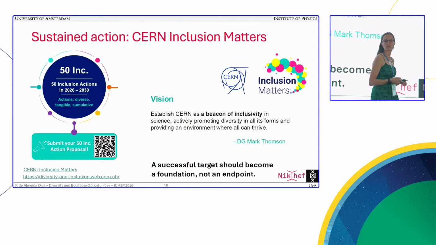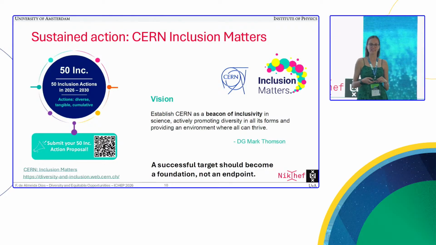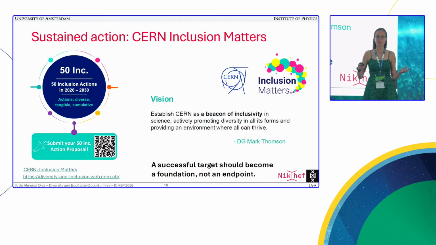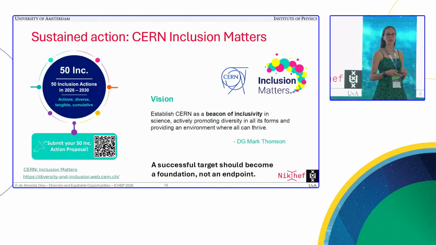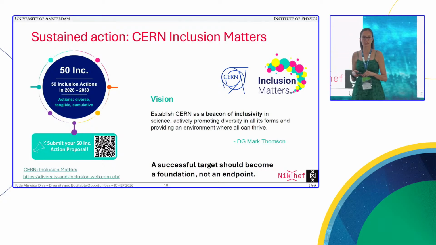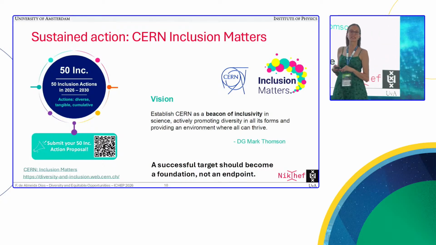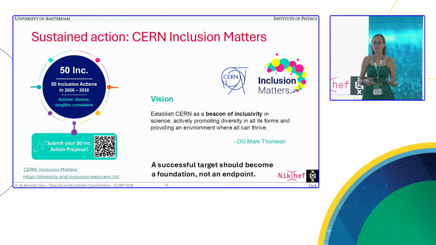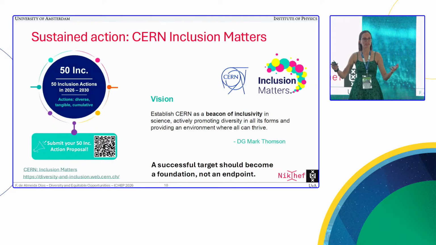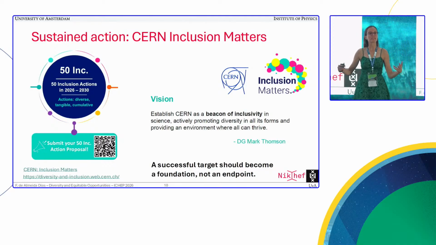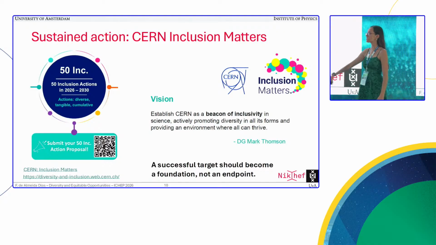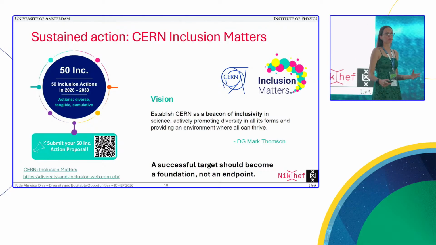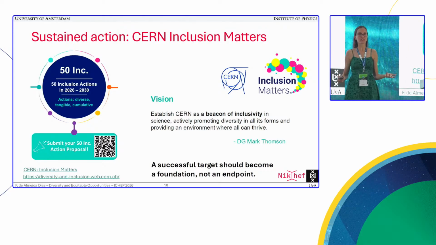So now we have what we call CERN Inclusion Matters. The idea here is to be a little bit more broad and have established CERN as a beacon of inclusivity. And we have one of the actions here that we call 50 Inc., which are 50 inclusion actions between 2026 and 2030. And those actions will then have the target to have a foundation, not an endpoint. So we keep improving, we keep listening to the community. And if you have one of those actions, you can submit your proposal using this QR code. So it's very important that CERN is doing those things as an institution.